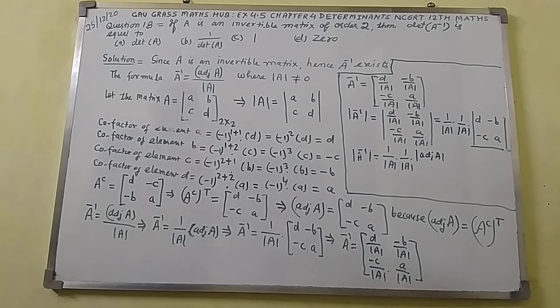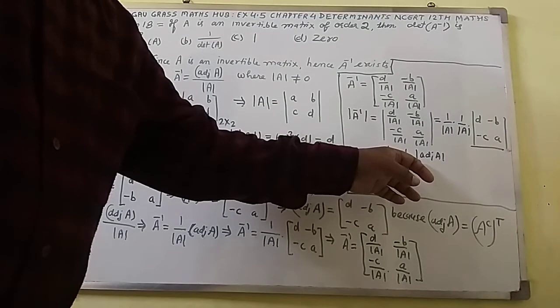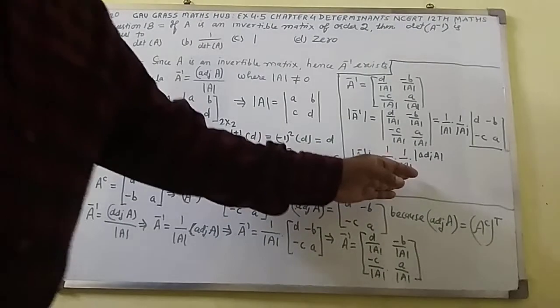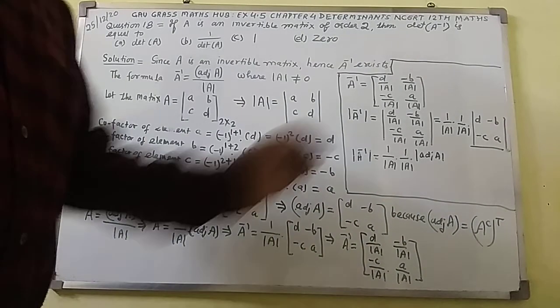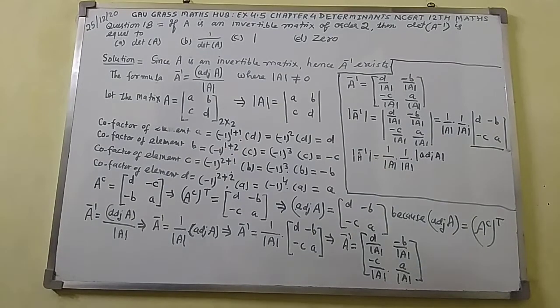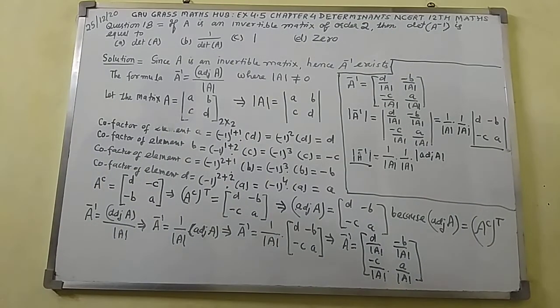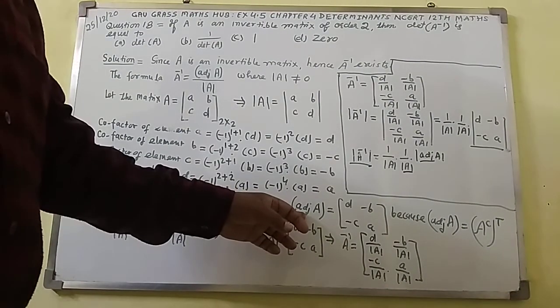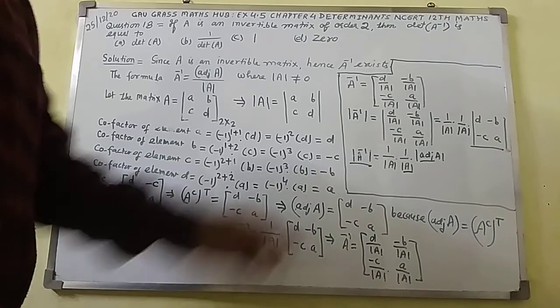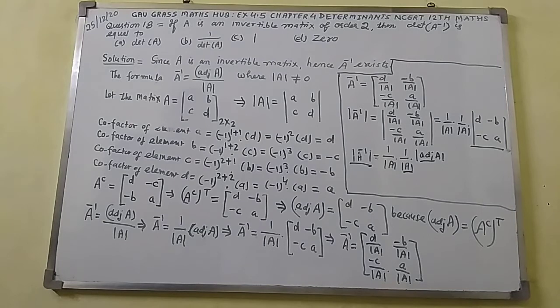What to do next? Here you can see determinant of adjoint A over determinant A, 1 over det A you have got, and here determinant of A inverse you have got. So determinant of A inverse is equal to this thing and this thing, and you will get here 1. Why 1? Find out the determinant of adjoint A; if you find it, you will get it easily.